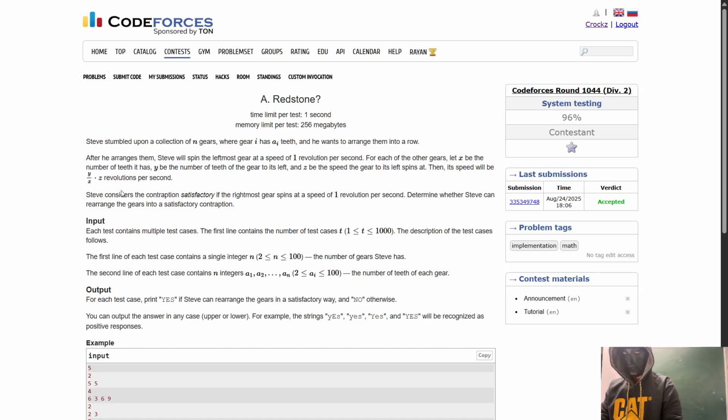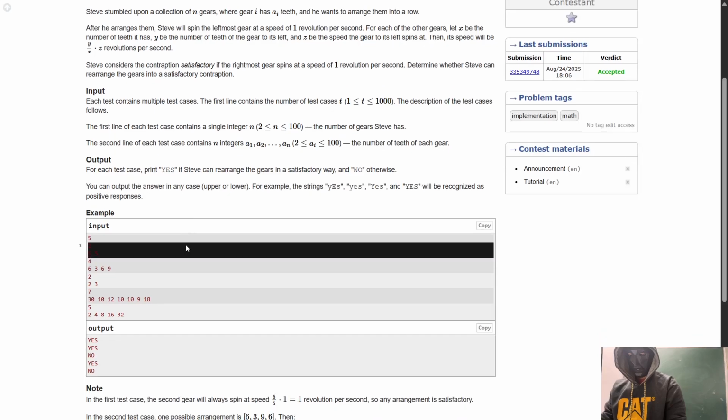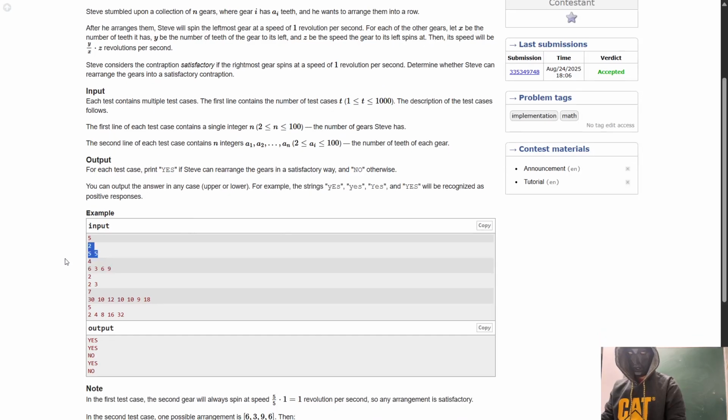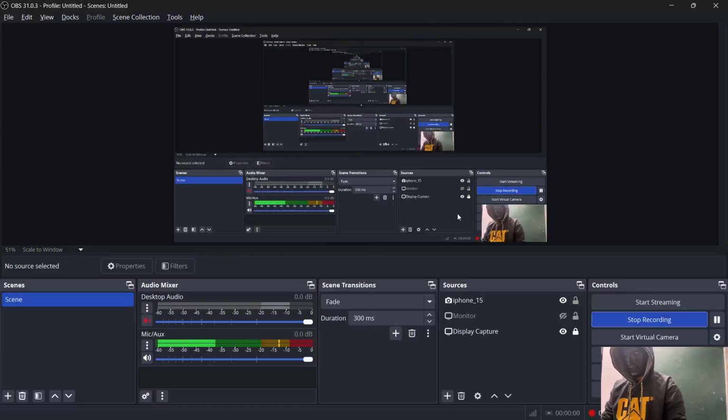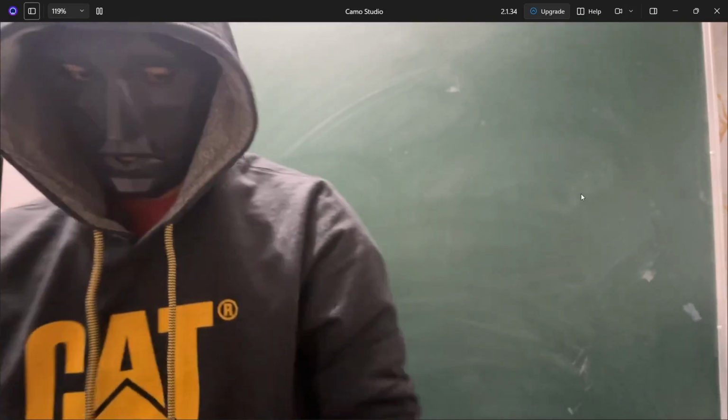So Steve considers the contraption satisfactory if the rightmost gear spins at speed 1 revolution per second. Determine whether Steve can rearrange the gears into a satisfactory contraption. Okay, let's understand with the first example. They've given 5 examples, so let me take one by one.